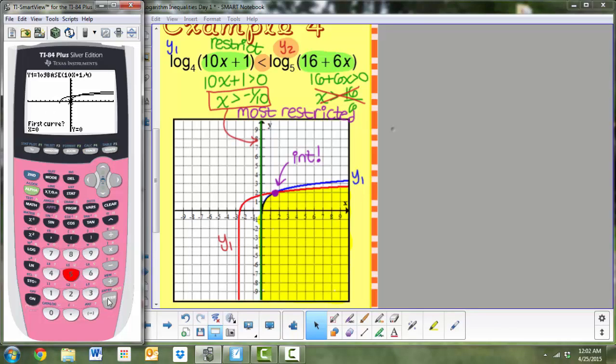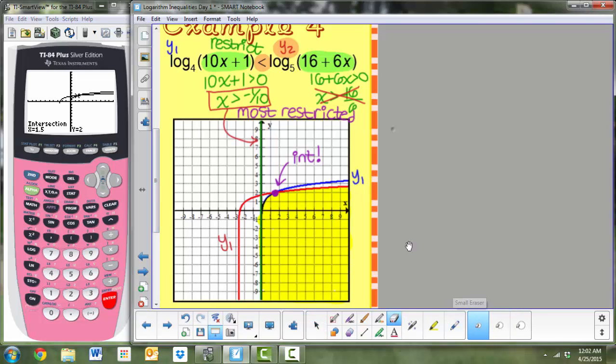Option number 5, intersect. Enter 3 times. Oh, and look at that. I must love you because the intersection is super, super friendly. It is at 1.5, easy decimal, and again, 2.